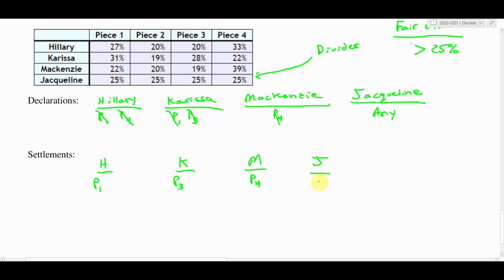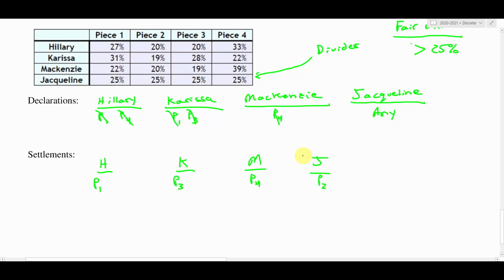The only piece remaining is piece 2, and Jacqueline would be okay with piece 2 because she would be okay with any piece. Jacqueline was the divider. So this would be the settlement. Hillary would end up with piece 1, Carissa would end up with piece 3, Mackenzie would end up with piece 4, and Jacqueline would end up with piece 2.